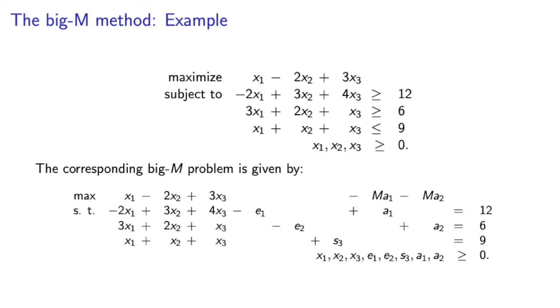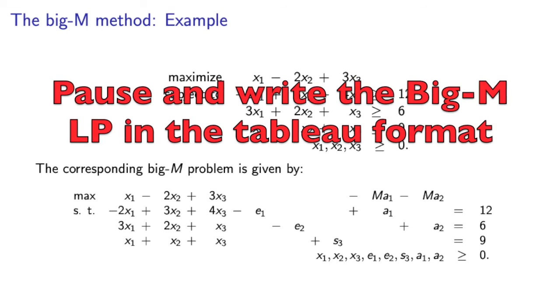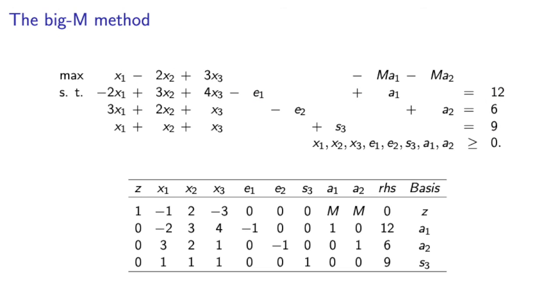Now, let's put our big M LP in the tableau format. Done. The big M method is very similar to the ordinary simplex method. Let's focus on what's unusual about the big M method compared to what we have done before. I would prefer to use special instead of unusual.